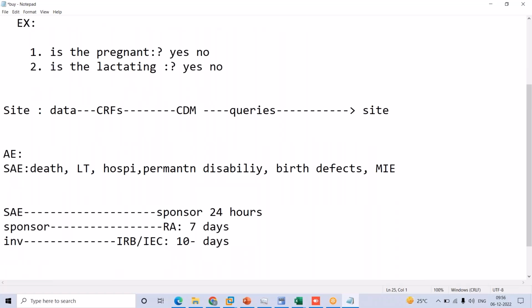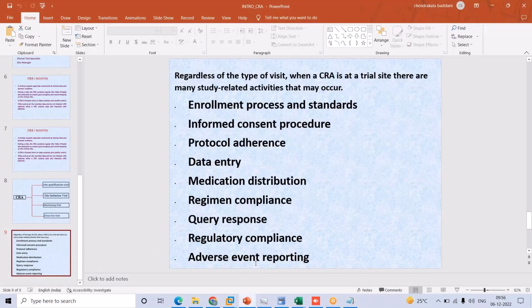The CRA will check whether adverse events are reported in a timely manner and whether they are reported to the respective destinations: to the IRB, to the FDA, to the sponsor. So this is the adverse event reporting. The CRA will check all these.